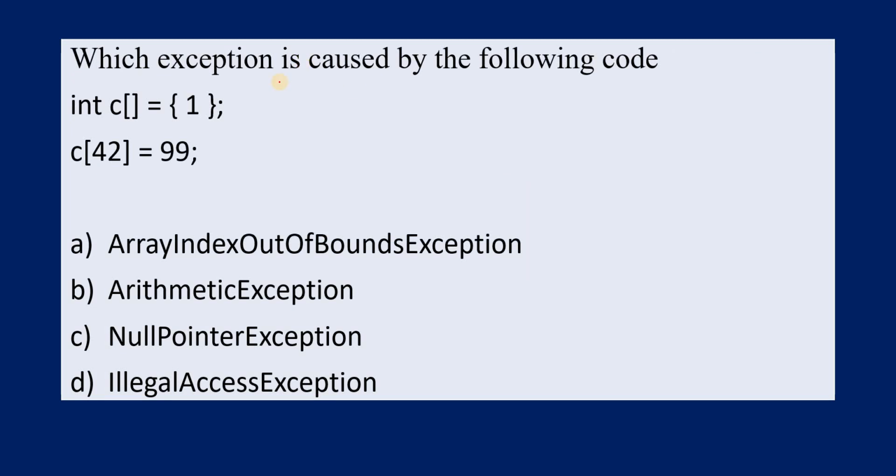Next question. Which exception is caused by the following code? Int c is equal to 1. So there is only one element, that is c of 0. But in the next statement, I am trying to assign the value 99 to c of 42, which is not correct. So you are going to get an exception. That exception is array index out of bounds exception, right?